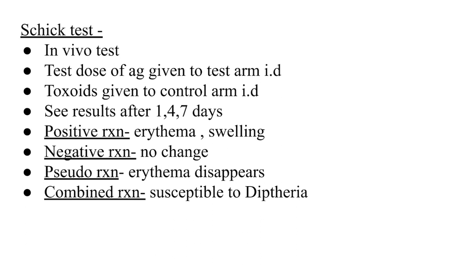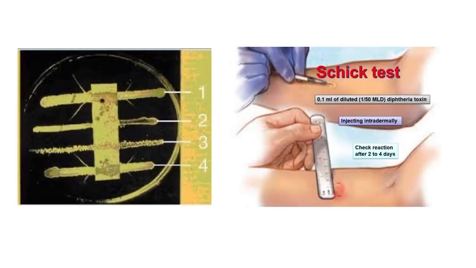If the erythema comes and then disappears, it is a pseudo reaction. If a combined reaction is seen, the person is susceptible to diphtheria. So basically in the Schick test, the test dose of antigen is given onto one arm and toxoid onto the other arm. This is about the Schick test and Elek's gel precipitation.